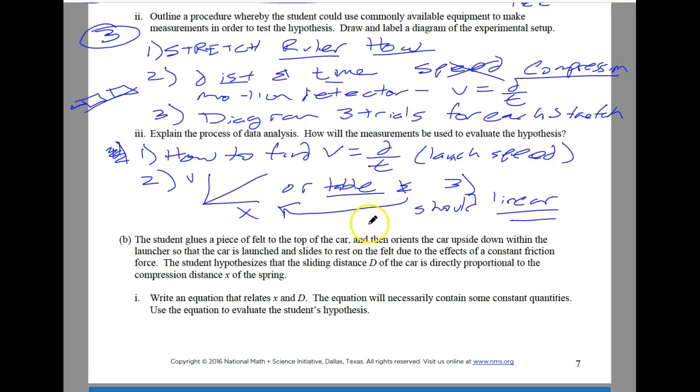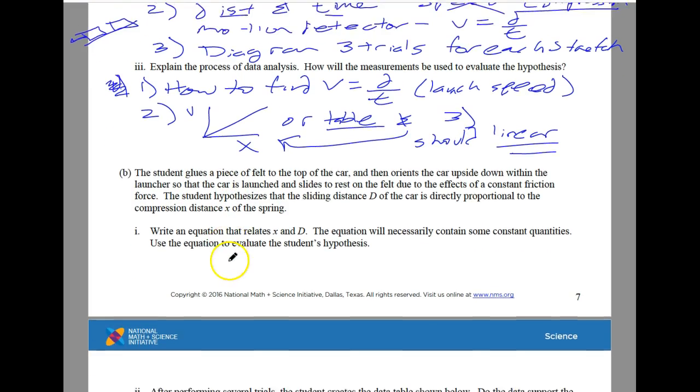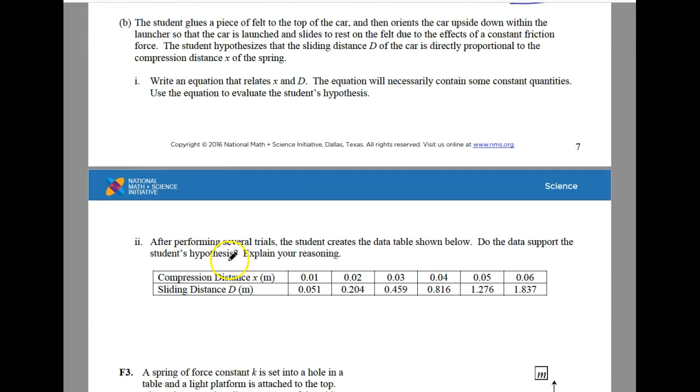Okay. For the next part, it says the student glues a piece of felt to the top of the car and then orients the car upside down within the launcher so the car is launched and slides to rest due to the felt and effects of constant friction. The student hypothesizes that the sliding distance is directly proportional to the compression distance. So here we're going to put the distance that it slides, and here we're going to put compression distance. So you can do that, and they're saying that it's going to look like this. They want you to write an equation.